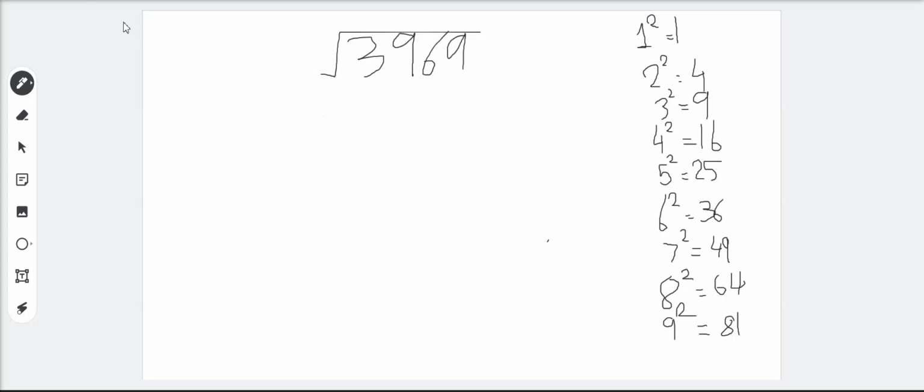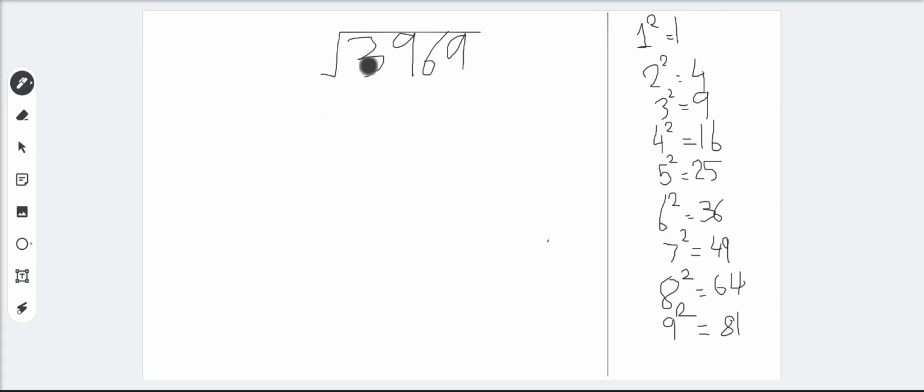Hello everybody. In this video I'm going to be teaching you how to do square roots of perfect squares. All I want you guys to remember is this table, because this table is going to be very useful in this method. Here you have the squares of numbers from 1 to 9, and we use this table so that we get to know what is the last digit possible for each number.